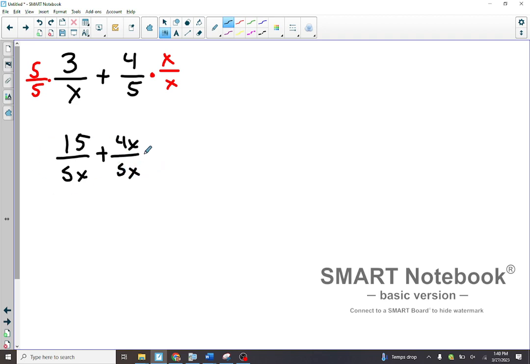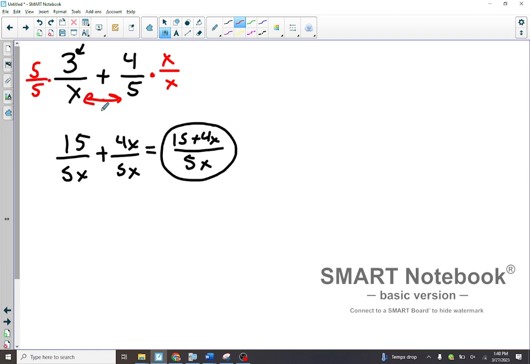Wait a second. Cross out the bottom? No. This is not equal to anything, so we're just going to combine this. So 15 plus 4x over 5x. Why would it be 10x? You don't add the denominators when you add fractions. Can you do 15 divided by 5? You could, but you get back to here, which is the problem. I need these to be the same. My goal in doing anything here was to make them the same.